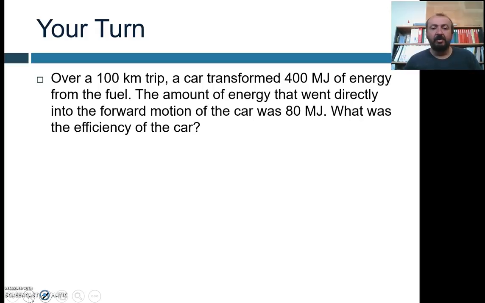Okay, over a 100-kilometre trip, a car transformed 400 megajoules of energy from the fuel. The amount of energy that went directly into the forward motion of the car was 80 megajoules. So what was the efficiency of the car? So just turn the clip off here very quickly. Have a go at working out what you think that efficiency was, and we'll come back and check your answer.